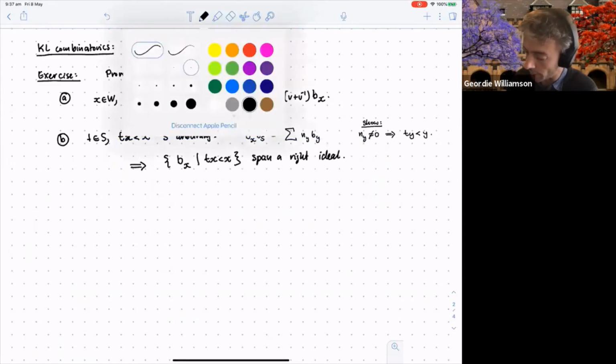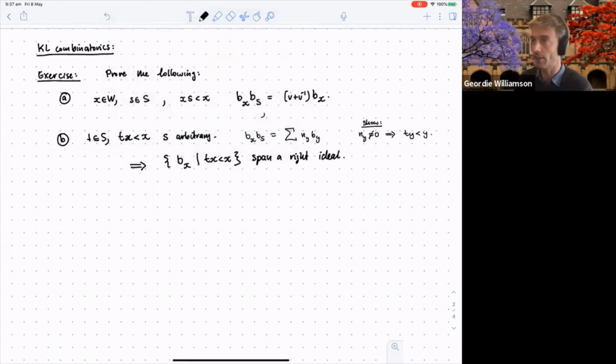Okay, so now we have the realization of M, the spherical and anti-spherical, via Kazhdan and Lusztig theory.